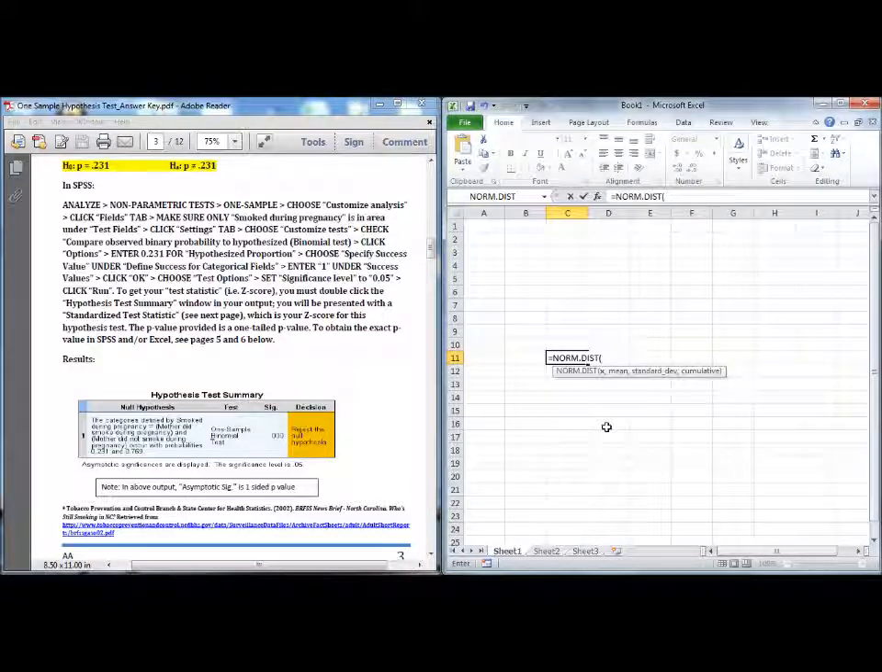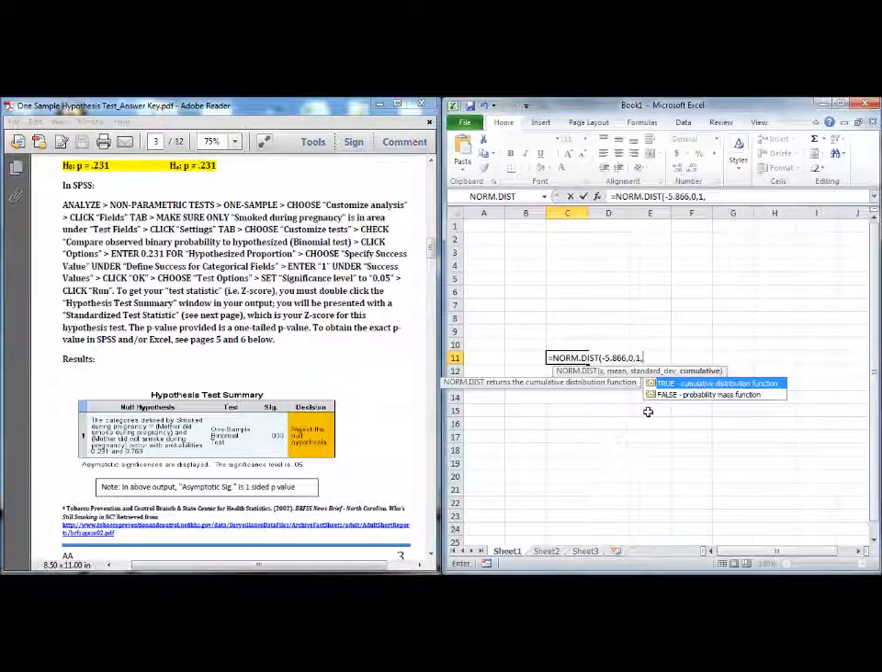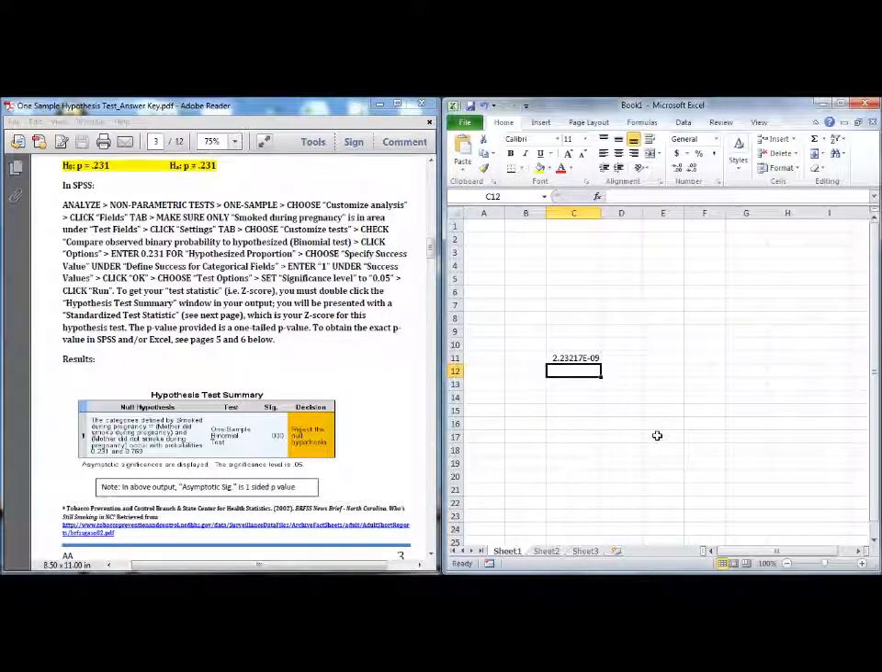Now remember, this is a z-score of negative 5.866. Now the mean for a standard normal distribution, remember, is 0. And the standard deviation for a normal distribution is 1. Now we want the cumulative probability, which is the probability of a value of negative 5.866 or less. So we have true, and we click enter.